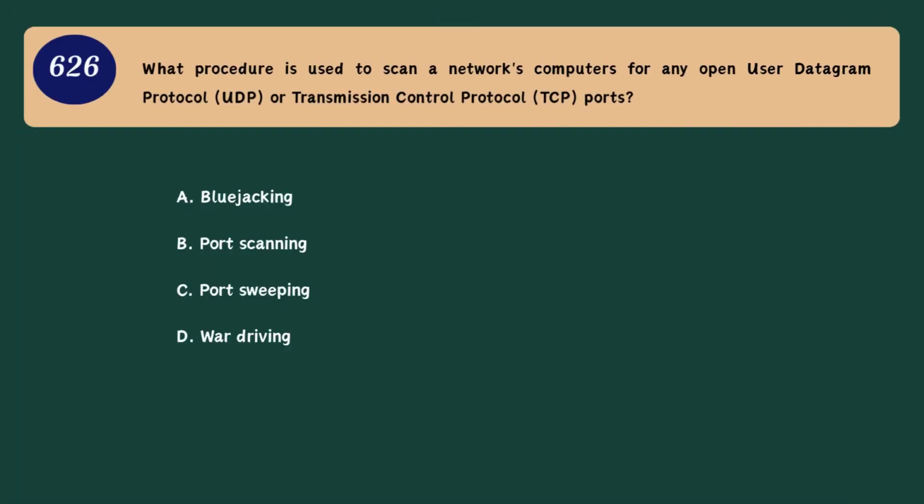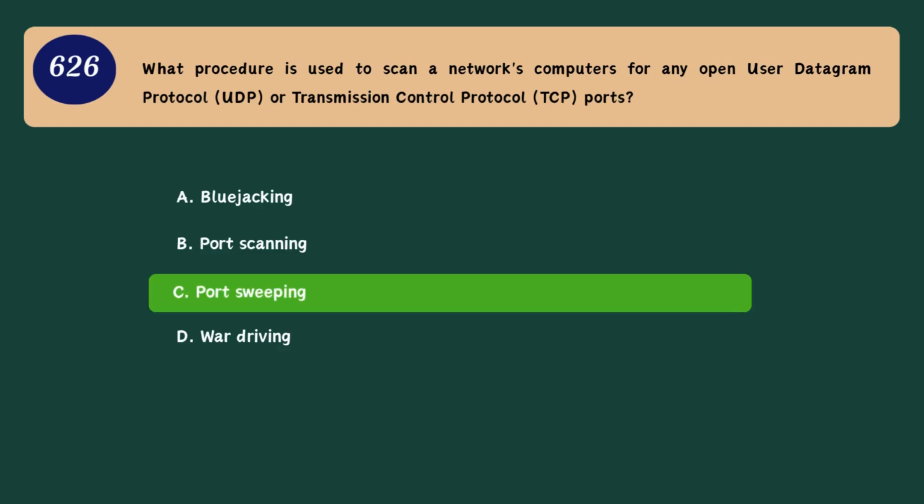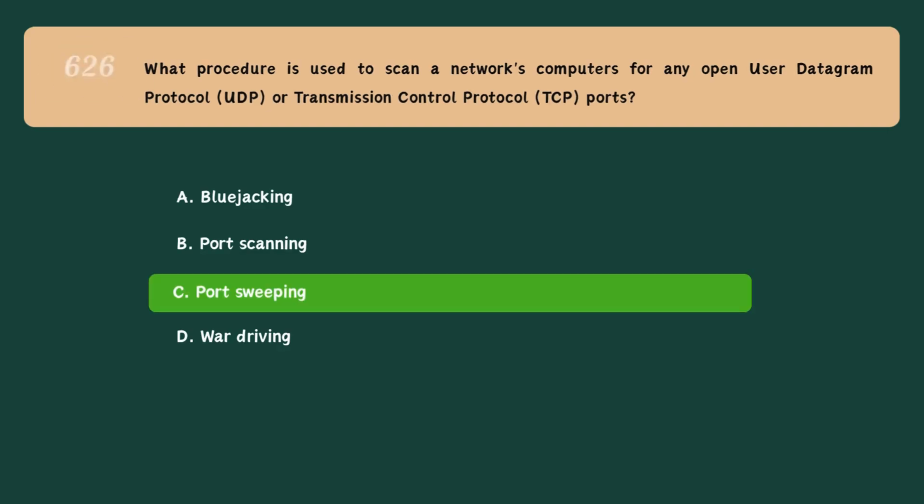Question 626. What procedure is used to scan a network's computers for any open User Datagram Protocol, UDP, or Transmission Control Protocol, TCP, ports? A. Bluejacking. B. Port scanning. C. Port sweeping. D. War driving. Correct answer. C. Port sweeping.